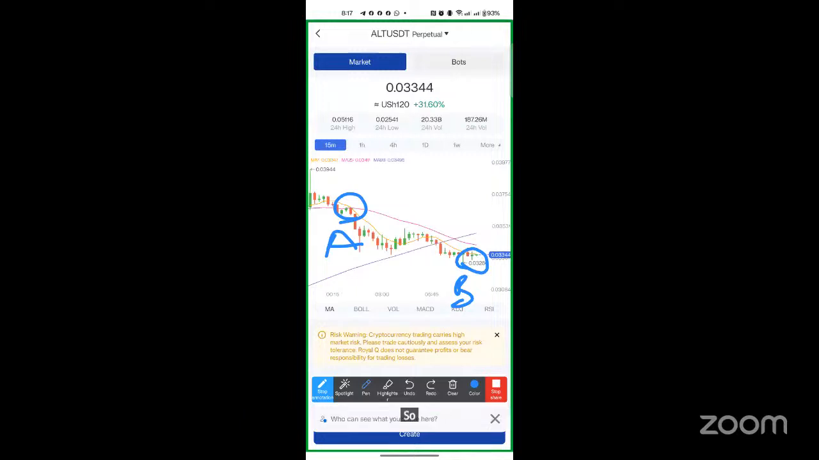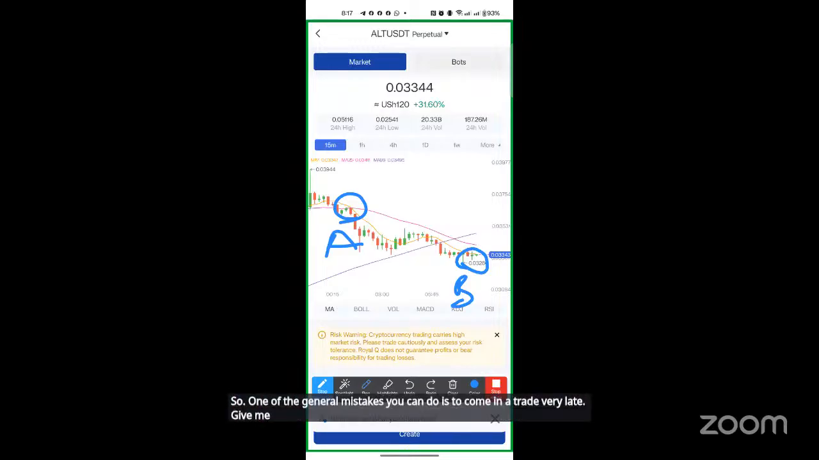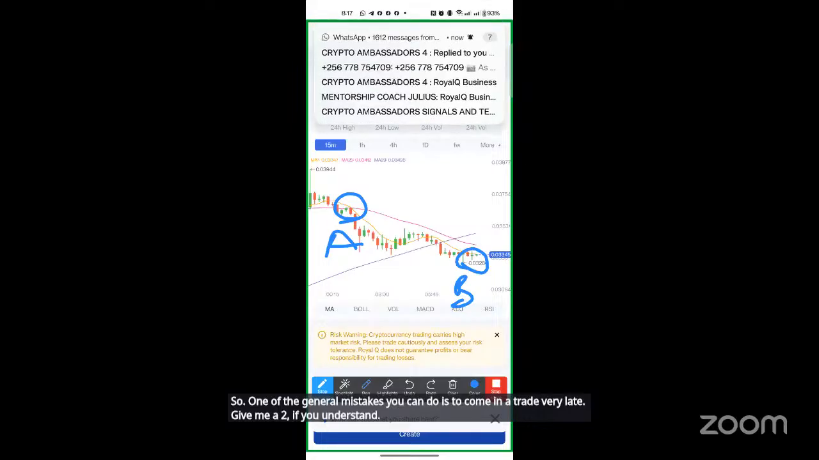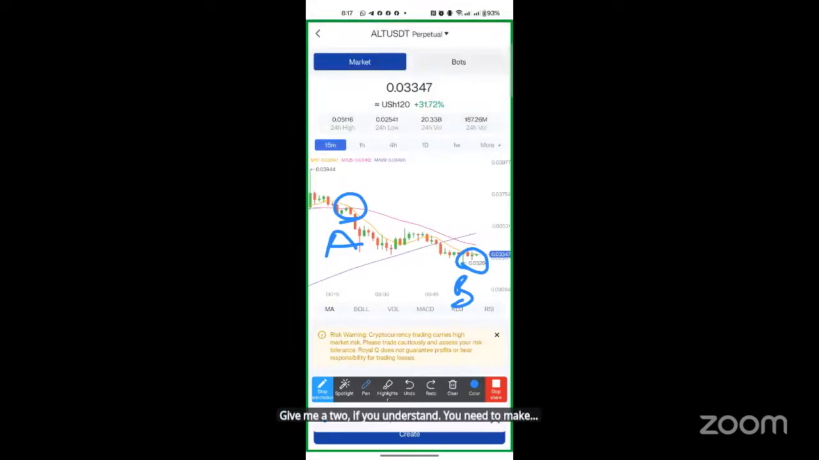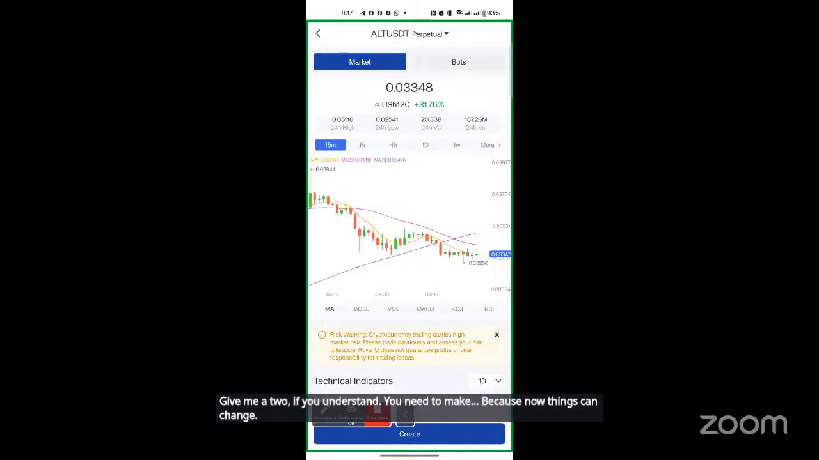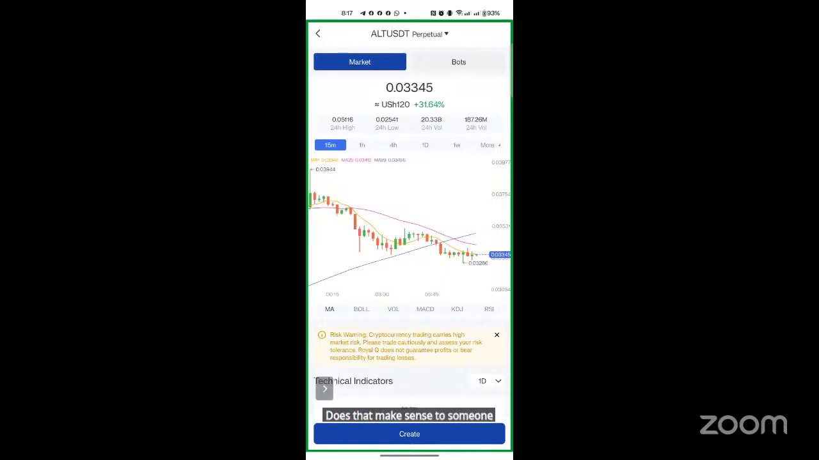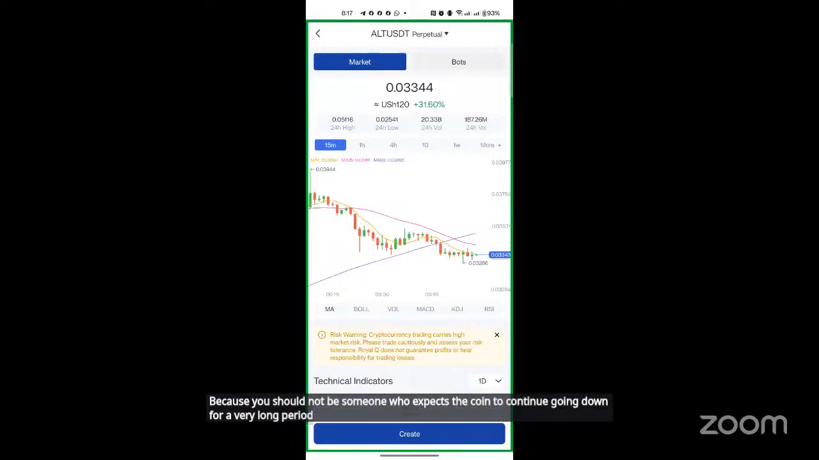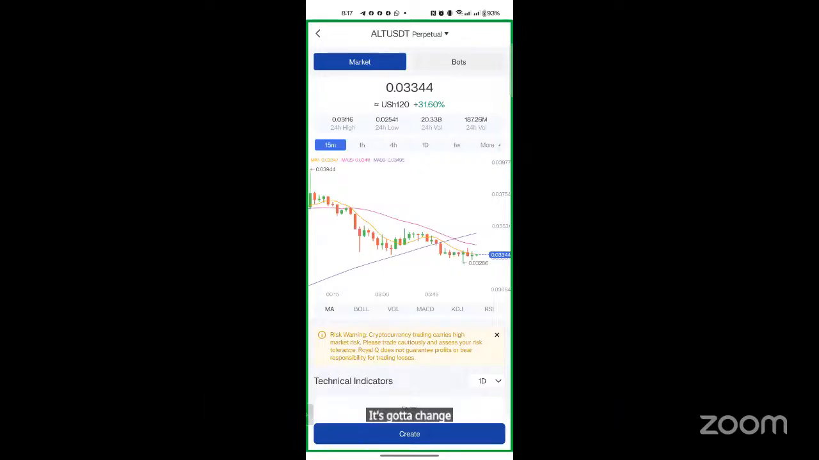So one of the general mistakes you can make is to come into a trade very late. Give me a 2 if you understand. You need to make, because now things can change. Does that make sense to someone? Things can change and this coin can rise, because you should not be someone who expects the coin to continue going down for a very long period of time. Am I speaking to someone? It can change and things can recover.